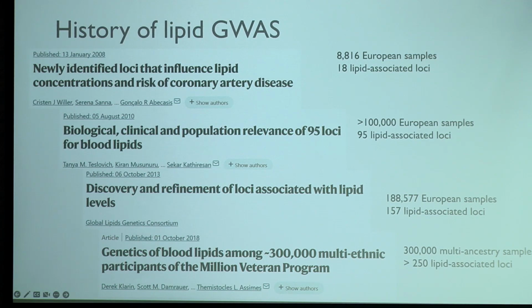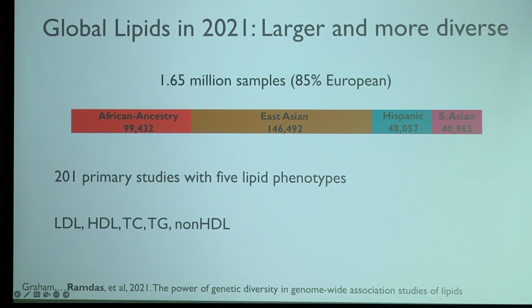The study I'm talking about was published in 2021, part of the Global Lipids Genetics Consortium, where there was a huge bump in the sample size, thanks largely to the UK Biobank, where we had 1.65 million samples, still mostly European, but this was the largest study on lipid levels in non-Europeans, even though that number is still very tiny. This was a meta-analysis, so it included 201 primary studies on the 5 lipid phenotypes that I spoke about.